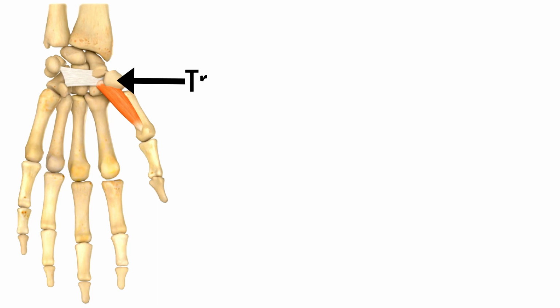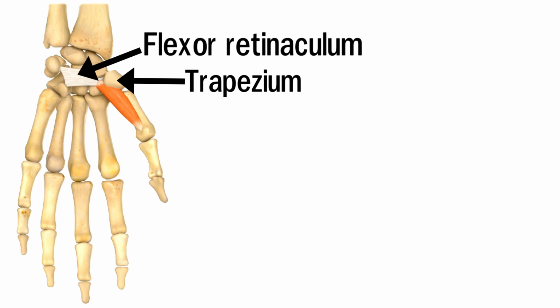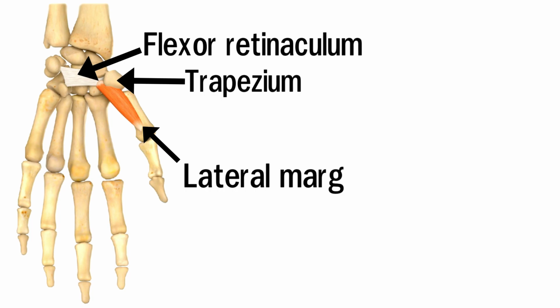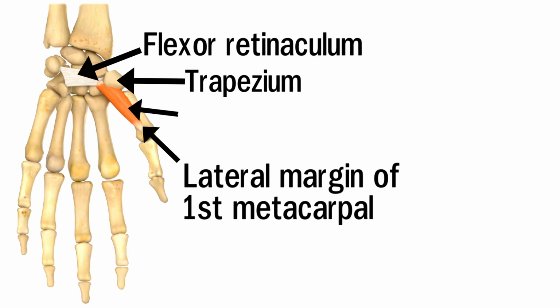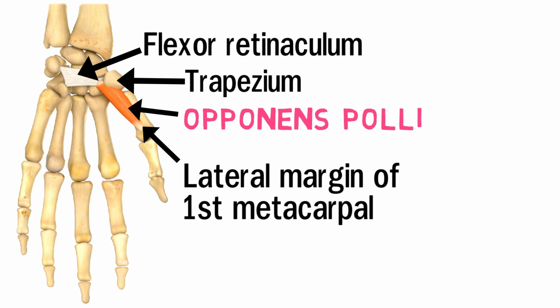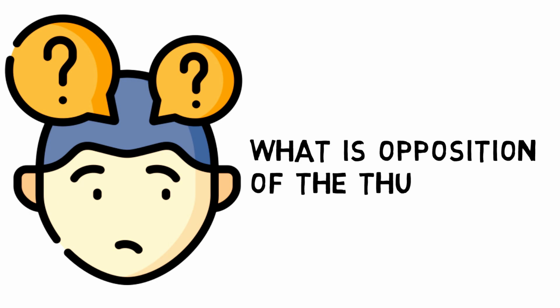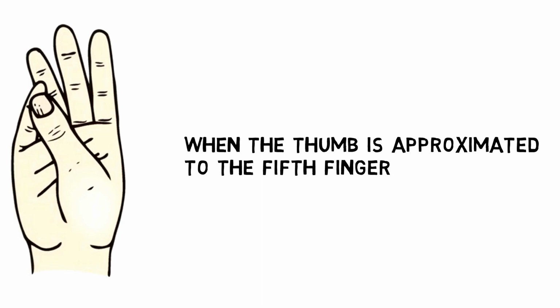This is the trapezium bone. And this is the flexor retinaculum, the points of origin of this muscle. This is the lateral margin of the first metacarpal, the point of insertion. So this muscle is the opponens pollicis. Now let's see what is opposition of the thumb. Opposition of the thumb is when it is approximated to the fifth or the little finger like this.